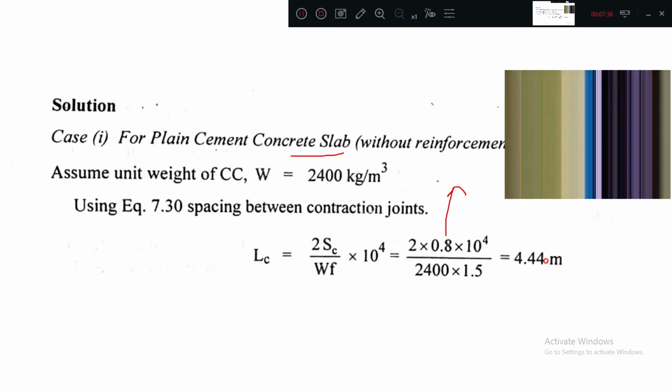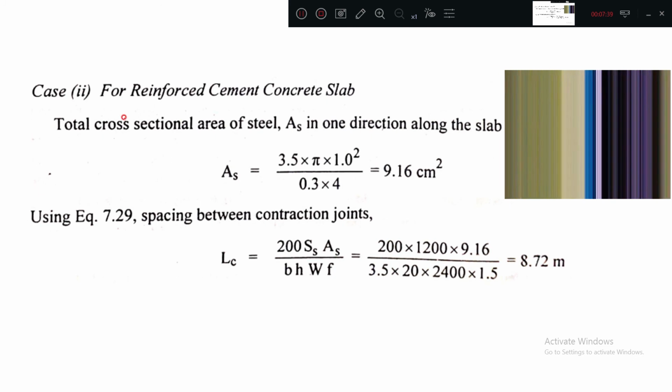Now in this one there is RCC provided. So the last formula is this one only. In this, SS is given, B is given, H is given, W is given, F is given, but AS is not given. AS is the area of steel per width of the slab. How to calculate AS? We have understood the previous one. This is the area of one bar, pi d square by 4. This is B, and this is the spacing.